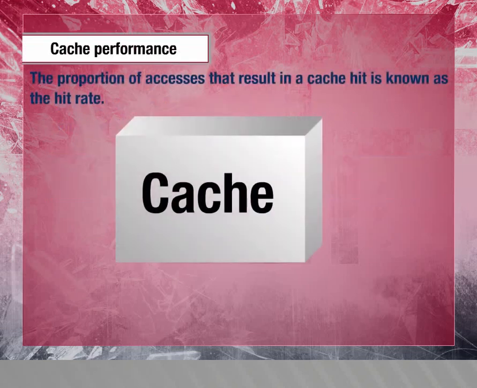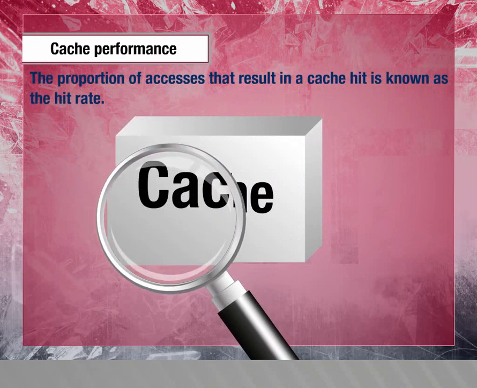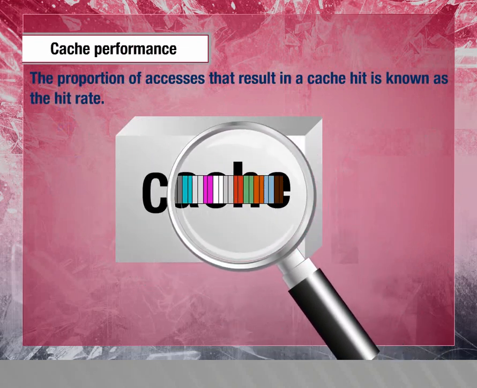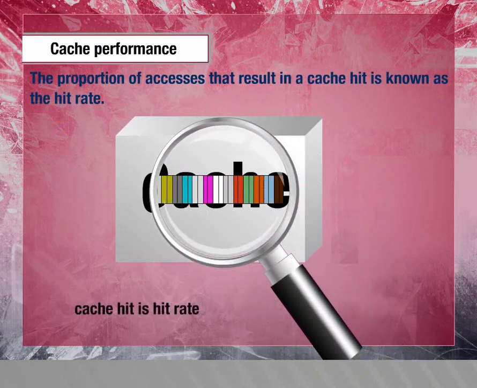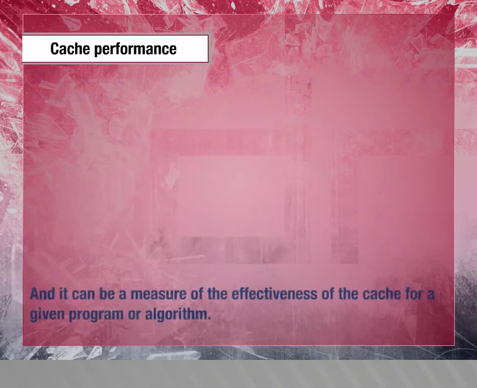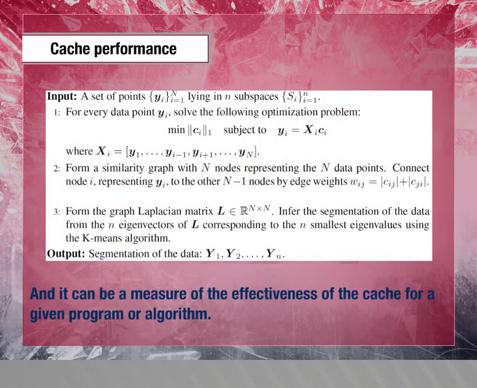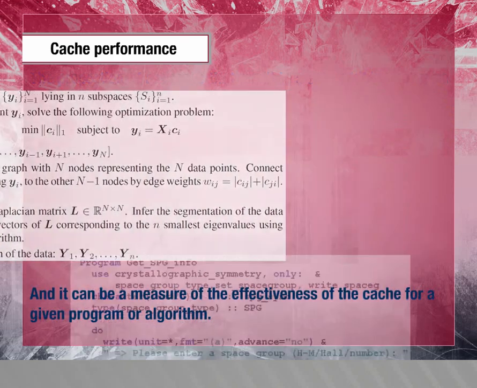Cache performance. The proportion of accesses that result in a cache hit is known as the hit rate. And it can be a measure of the effectiveness of the cache for a given program or algorithm.